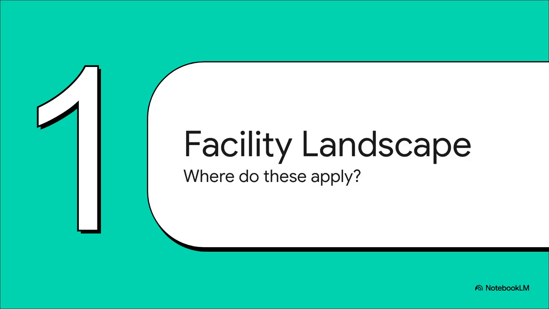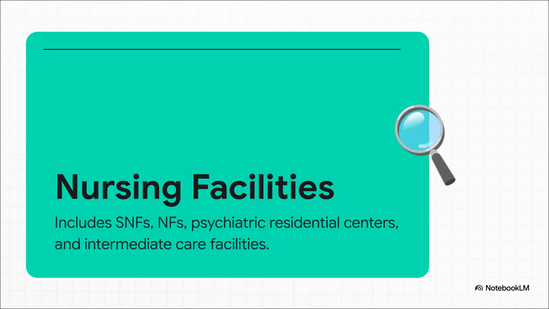Section 1. The nursing facility landscape. So what exactly counts as a nursing facility setting? Well, the CPT guidelines use this as an umbrella term that groups together a few specific environments. We're talking about skilled nursing facilities. You'll hear those called SNFs, standard nursing facilities, psychiatric residential treatment centers, and intermediate care facilities. Basically, if your provider is treating a patient in any of these physical spots, this is exactly the code family you need to be looking at.